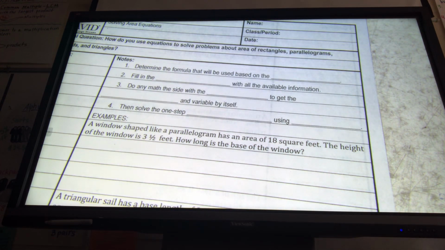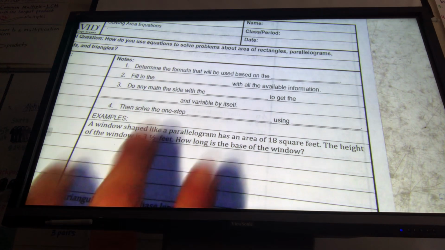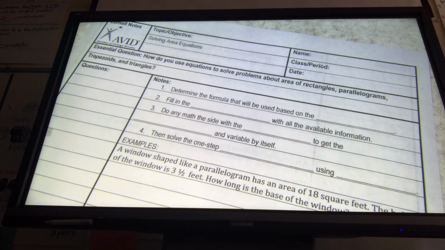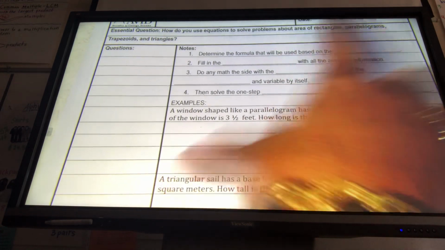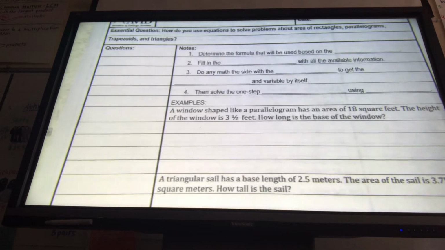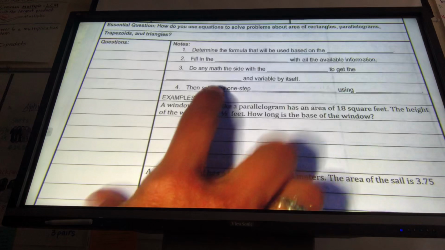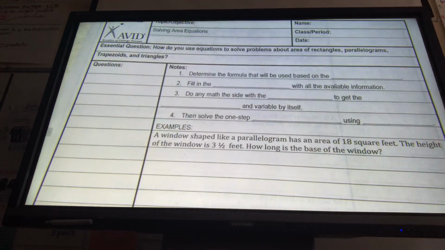Right, today we're talking about solving area equations. The essential question is, how do you use equations to solve problems about area of rectangles, parallelograms, trapezoids, and triangles? So you need to have out the notes. We're going to fill them out together.